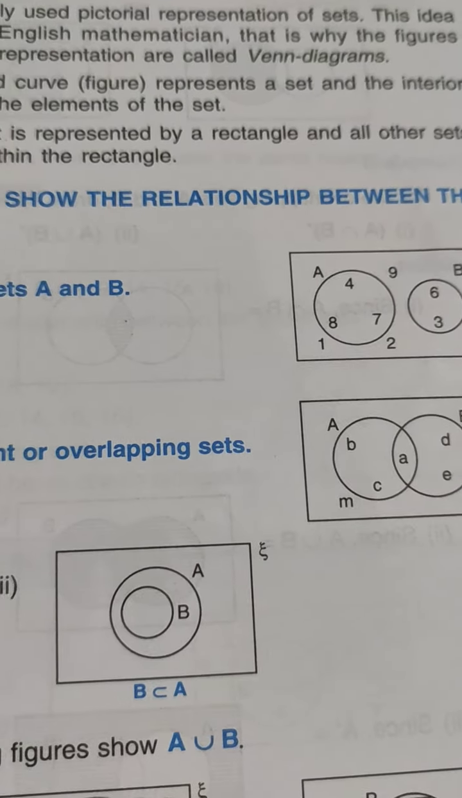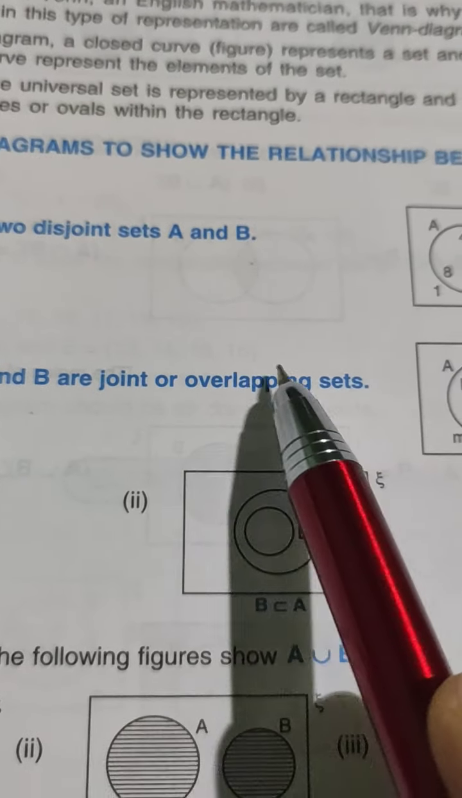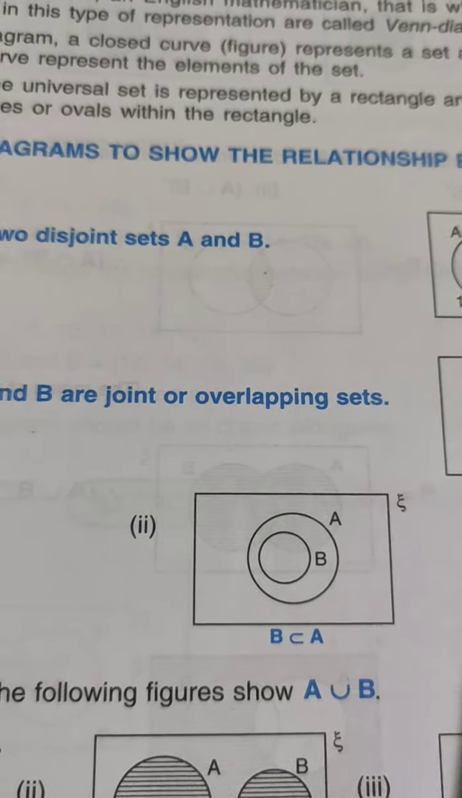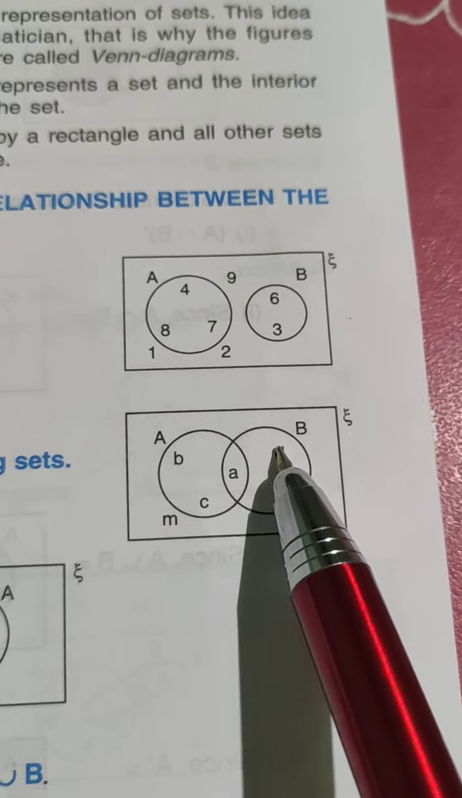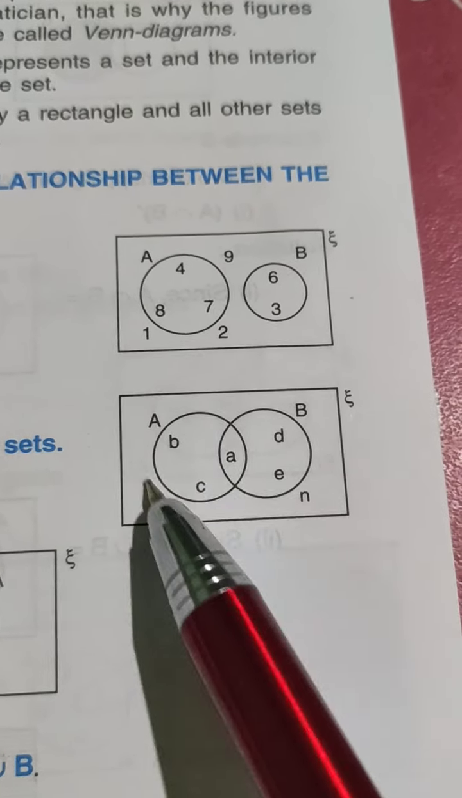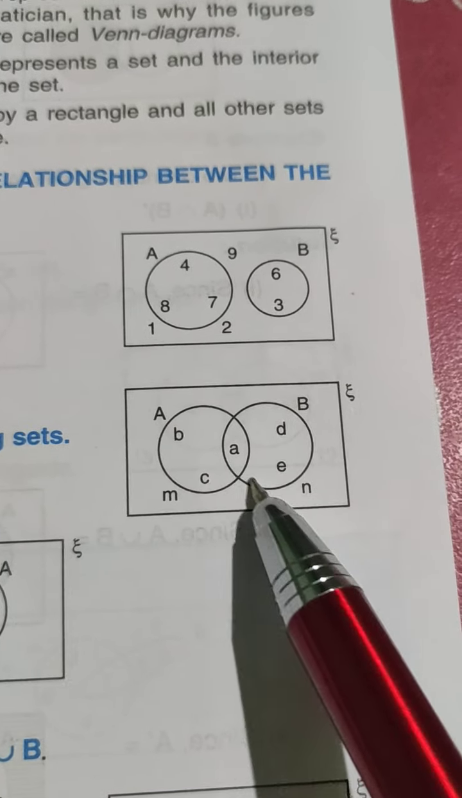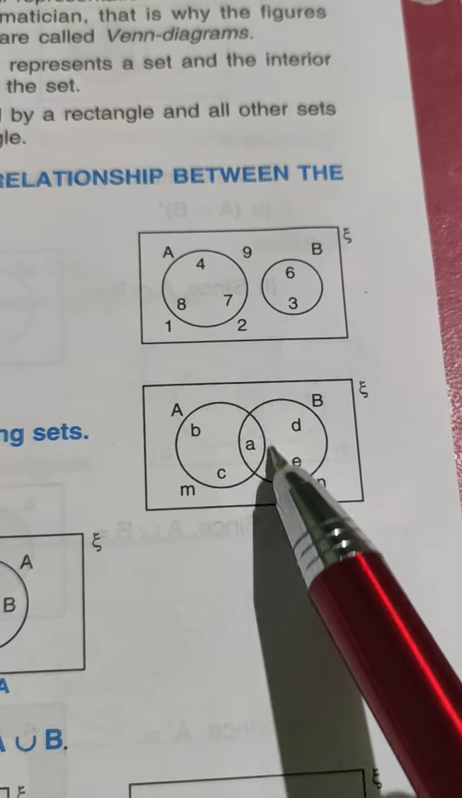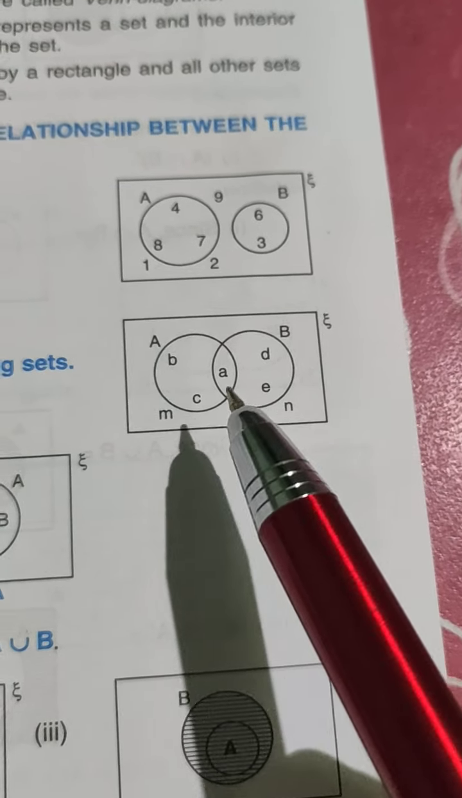Okay. Second, the diagram shows A and B are joint or overlapping. Joint sets means there is something common in both set A and set B. What is common in both sets? So this part is the common part. An element is present in set A and also present in set B. So this part is known as the common part. So this is called joint sets, or you can say overlapping.